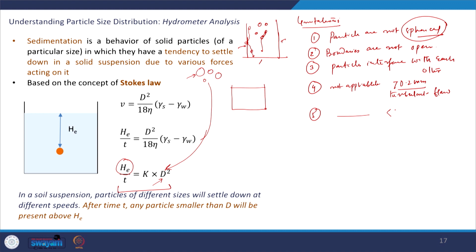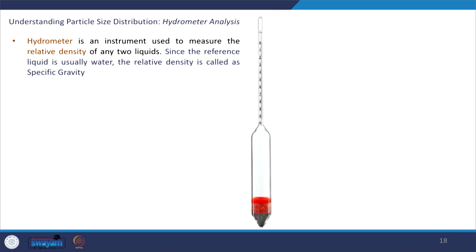The reason being, very small particles lead to the occurrence of Brownian motion, which will further affect the results based on the assumption. All right. However, these limitations we should remember. But we are going to use the same concept in developing the particle size distribution curve for the fine grained soils. So, now let us move ahead, and as I mentioned, this is also called hydrometer analysis.